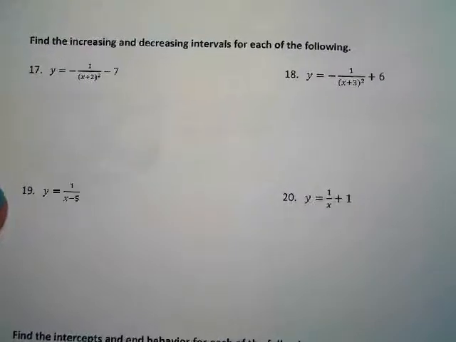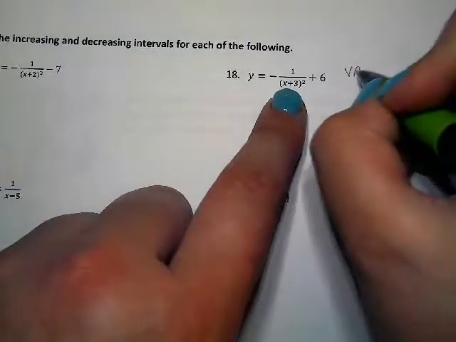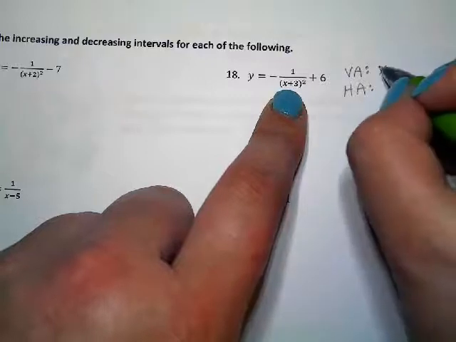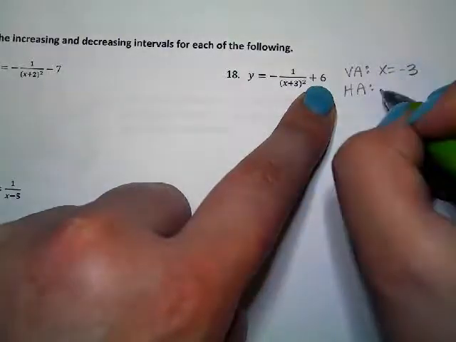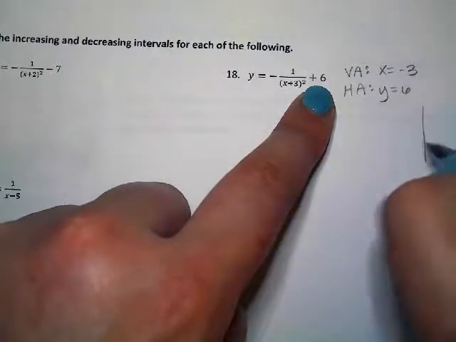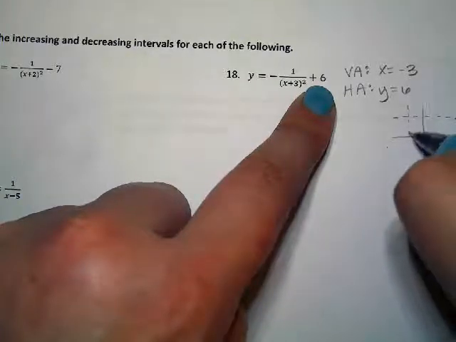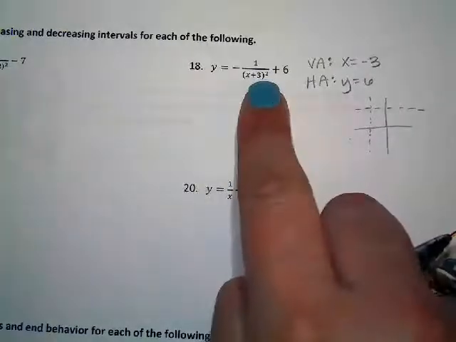All right, so what's the vertical asymptote? Good correction. And what's the horizontal? Y equals 6. Okay, so I'm going to draw a little sketch. +6, -3. Okay, so we've got the squared. What does the squared tell us? They're on the same side, so they're either both above or both below. We've got a negative in front. They're both below.